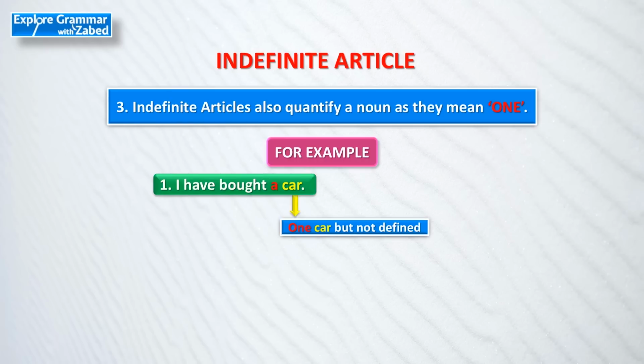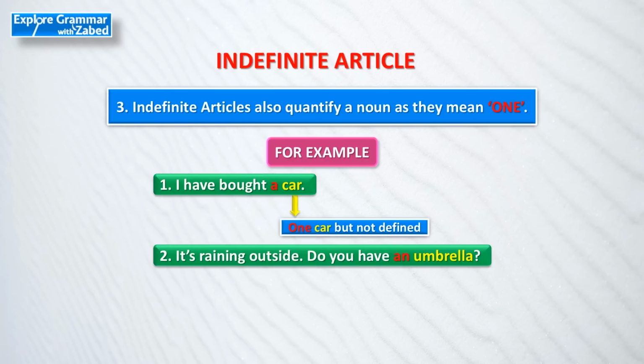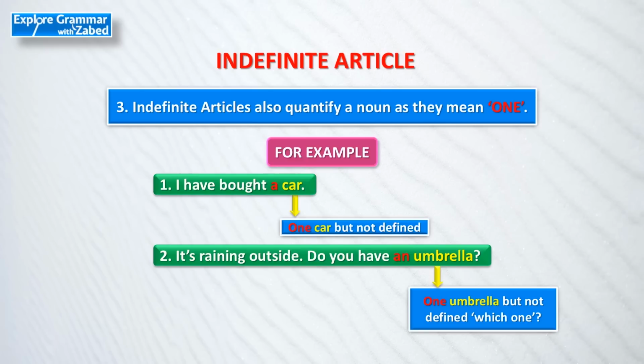Let's look into the next example. It's raining outside. Do you have an umbrella? Here, I'm not asking for a specific umbrella. Rather, I am just looking for an umbrella. That's all about the indefinite articles in this video.